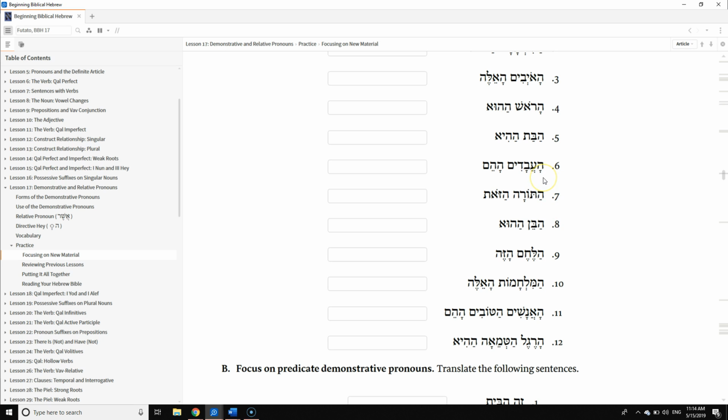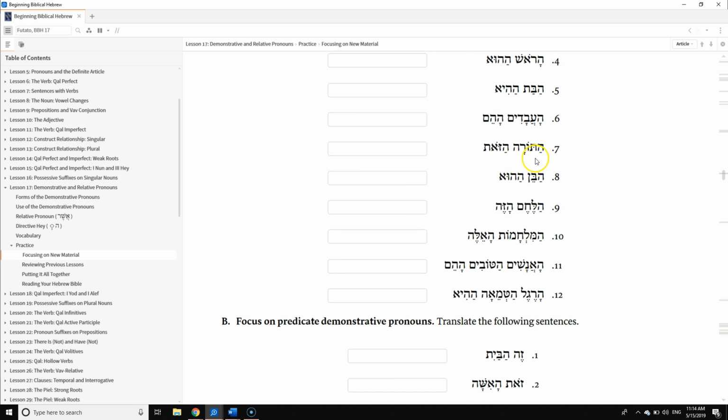Number 6, we've got ha-evadim, ha-haim. This is going to be the masculine plural form of eved, which is servant. And then ha-haim, we might think is haim from they, but this is used as a far demonstrative here, so that is going to be those servants, because this is the plural form. Both of these are plural, so masculine plural on both of these.